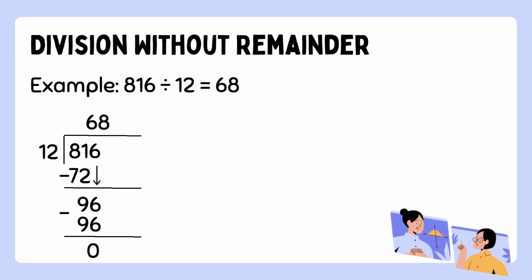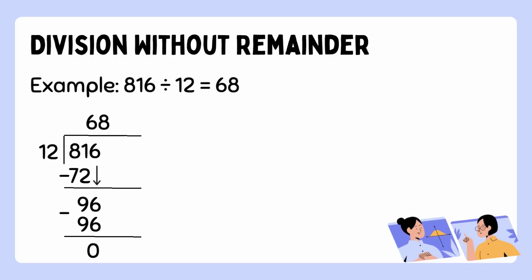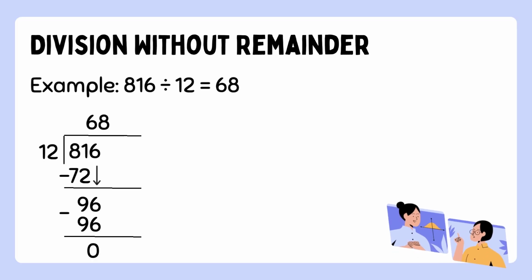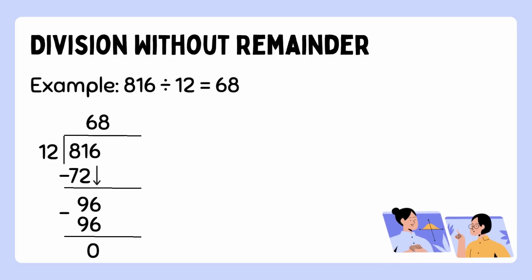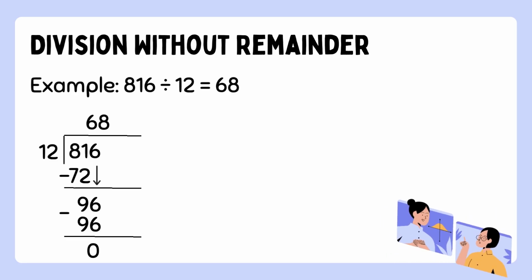Estimation tip. Before starting, it helps to estimate. 12 times 70 equals 840, which is slightly larger than 816, so the exact answer should be just under 70. That matches 68, so the result is reasonable.